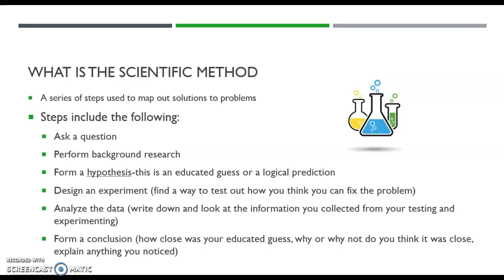Our next step is to form a hypothesis. This is an educated guess or logical prediction. For example, a hypothesis might be: I think that Mr. Hamer is going to be in a good mood when he is smiling when I come into class. So you're probably thinking that if I'm smiling, I'm going to be in a good mood. And hopefully I'm always in a good mood, of course.